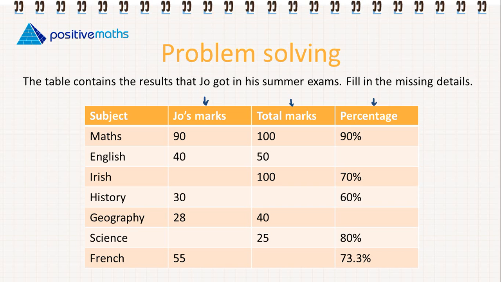Okay, the second one for English, we need to find the percentage. So, we got 40 out of 50, we need to find the percentage. So like before, we put 40 over 50, that's our fraction. We multiply by 100 over 1 to find our percentage. So we will find that he got 80%.